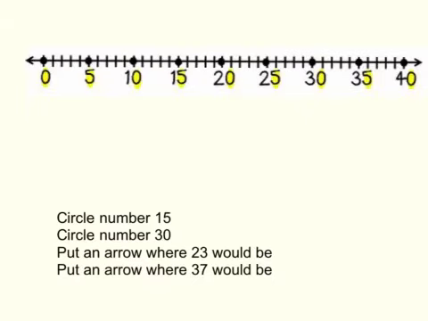This is an incomplete number line. It has some of the numbers, but it's counting in fives and it's skipping some of the numbers as well. I can very easily see some of the numbers. If I wanted to circle the number 15, that's an easy one. If I wanted to circle the number 30, that's an easy one as well.